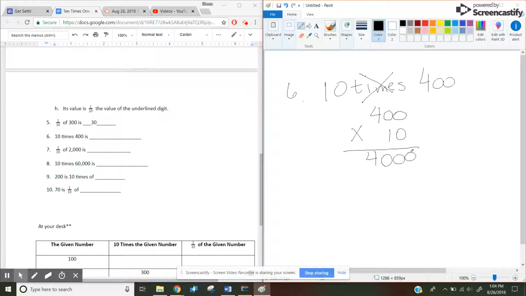Let's go ahead and do that. 1, 2, 3. So I know there's a comma that belongs here, meaning I'm going to the next period, which is the thousands. So 10 times 400 equals 4,000.